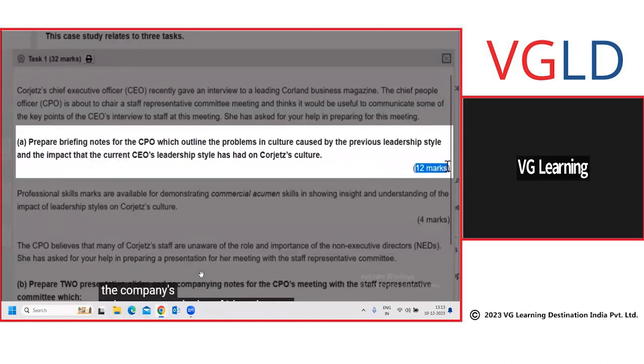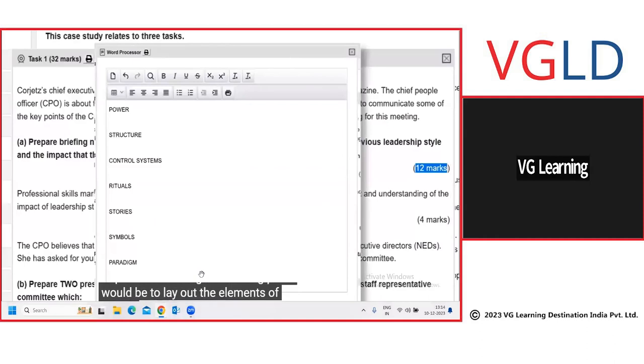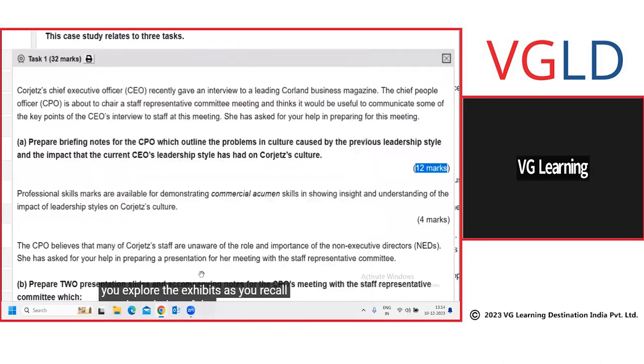You need a lot of ideas here to get a passing mark on this requirement, so a great starting place would be to lay out the elements of culture defined under the cultural web, those seven elements of culture. That will prompt you to develop your ideas, that'll prompt your thought process as you explore the exhibits, as you recall your knowledge of the pre-seen.